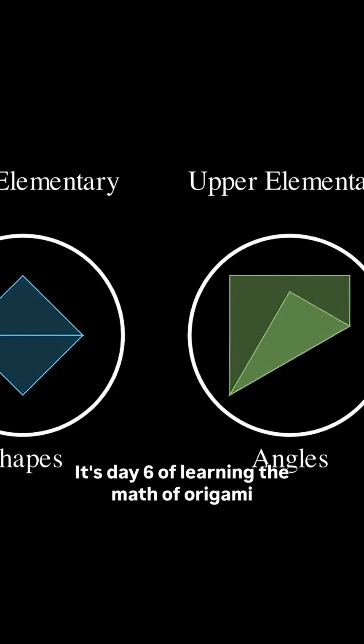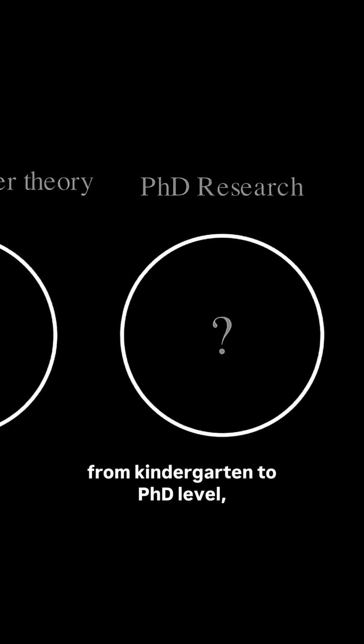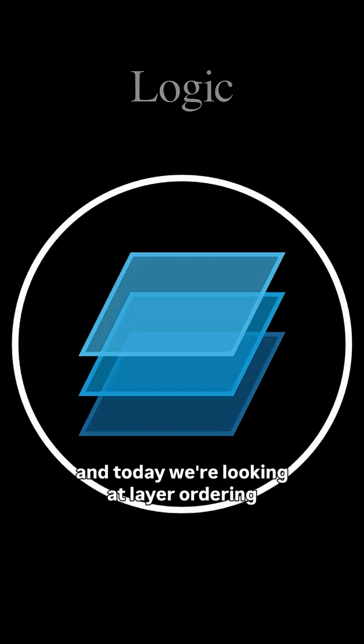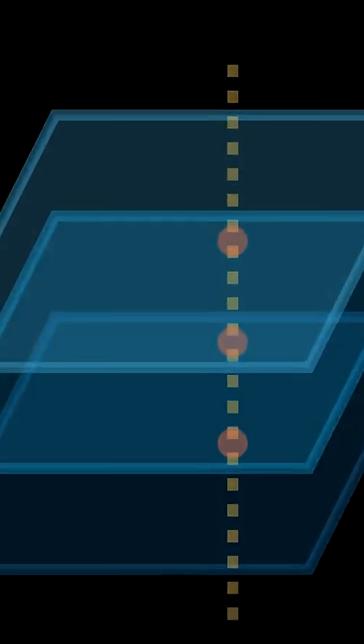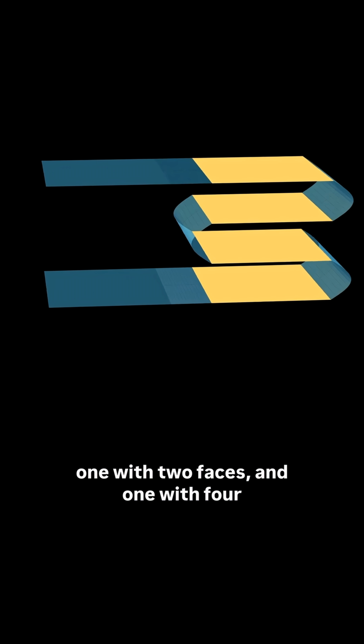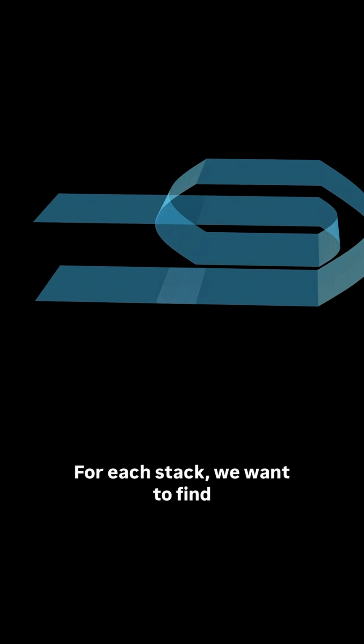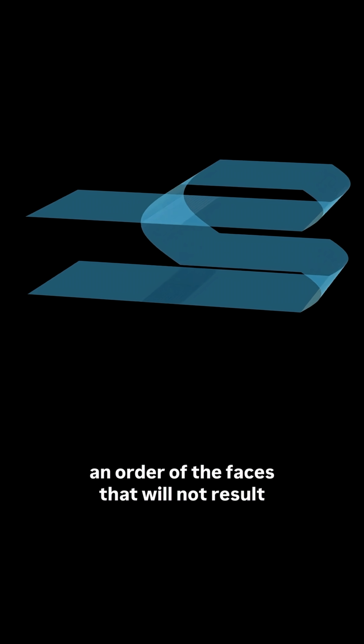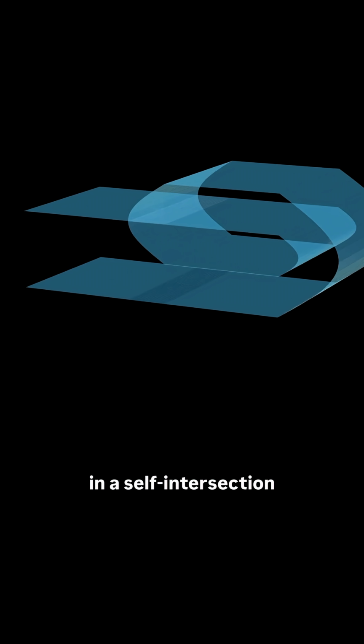It's day 6 of learning the math of origami from kindergarten to PhD level, and today we're looking at layer ordering. Here's a simple crease pattern. Folding it up reveals two stacks, one with 2 faces and one with 4. For each stack, we want to find an order of the faces that will not result in a self-intersection.